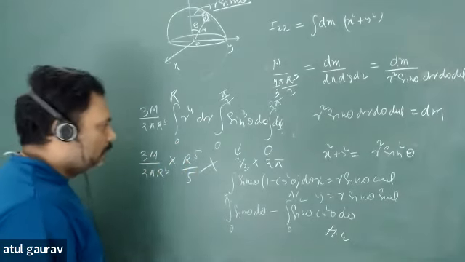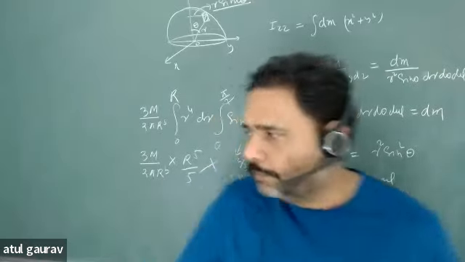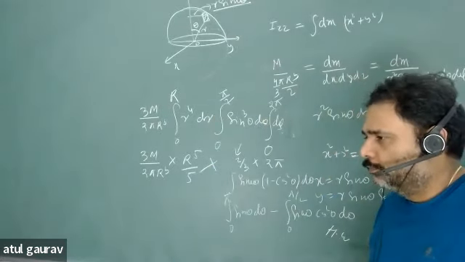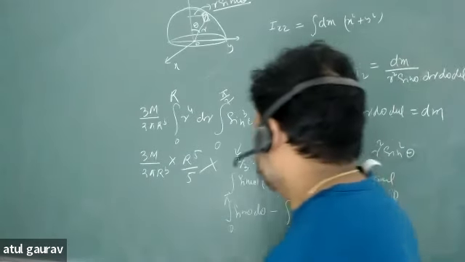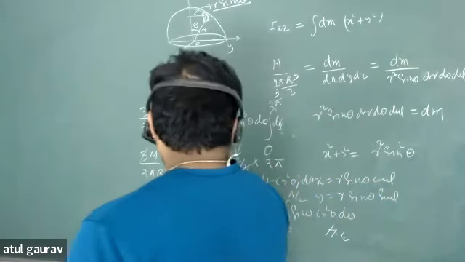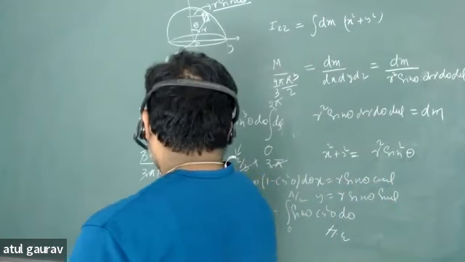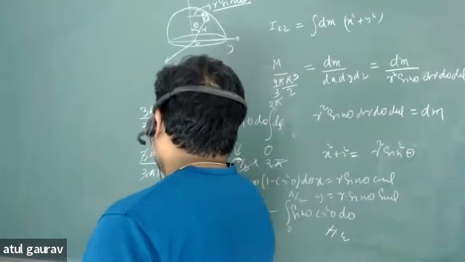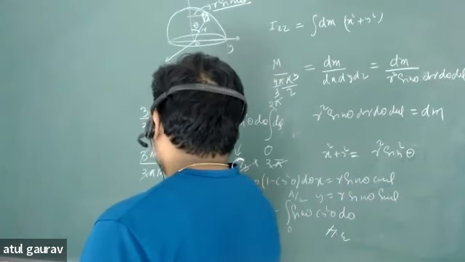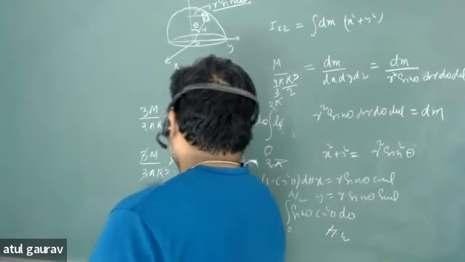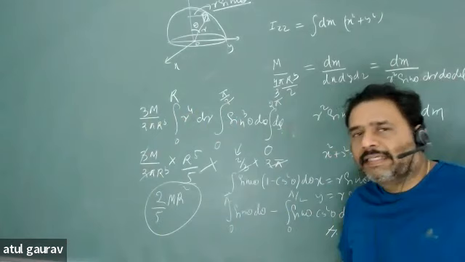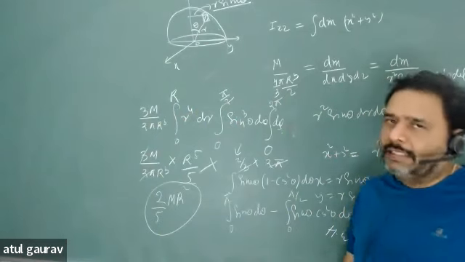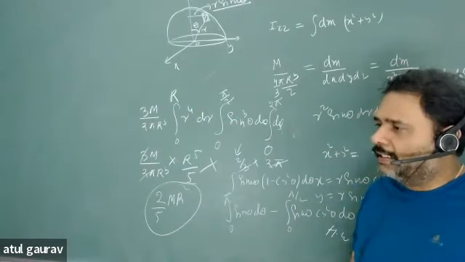See what answer is coming, just check it. So 2/5 m r square. So 3 cancels with 3, 2 pi cancels with 2 pi, so this will be 2/5 m r square. So this is your Izz. I request you to go and do Ixx, Iyy, Ixy, Ixz. Everything you can easily calculate.